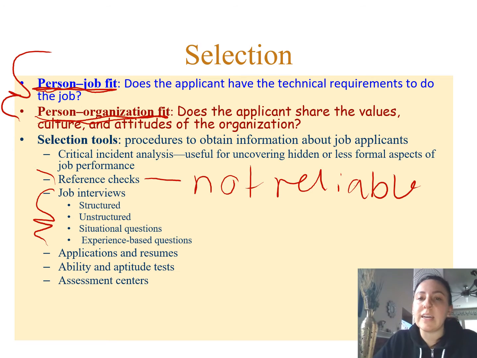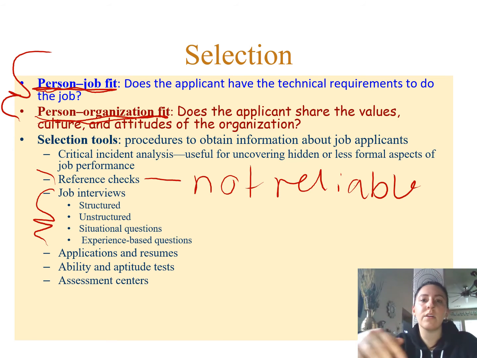Then we have experience-based questions. These questions are actually based on the applicant's actual experience on the job. So an example of this type of question might be where they ask, can you tell me about a time when this and this happened, and how did you handle it? Okay, so something like that.